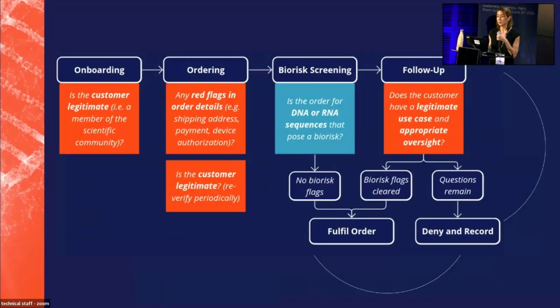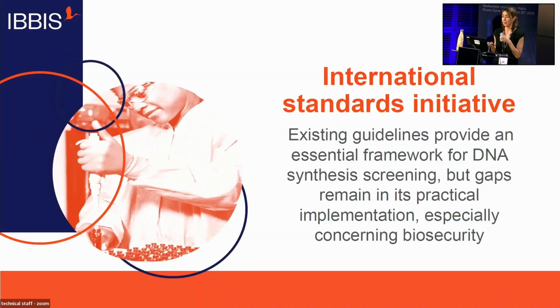There are four main pillars to the common mechanism. The first one is really about onboarding, so it's about making sure that the customer is legitimate in the order that is being placed. When the order is being placed, we want to make sure that we identify any red flags in orders. Then we move on to bioscreening and a follow-up if that's necessary. If you want to know more information about the common mechanism, I really invite you to look at our website and contact me if I can help in any way.